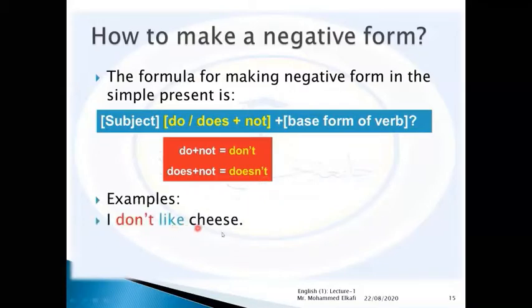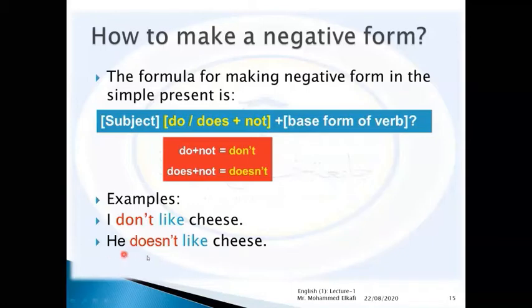Okay, so let's think of some examples. I don't like cheese. I don't like cheese. I is a subject, so we use don't. I is from the group of I, you, we, they. So we use don't like cheese. Don't plus like without s, the base form. He can be Ahmed, Ali, the name of a boy, so it's replaced with he. He doesn't like cheese. He doesn't like cheese.